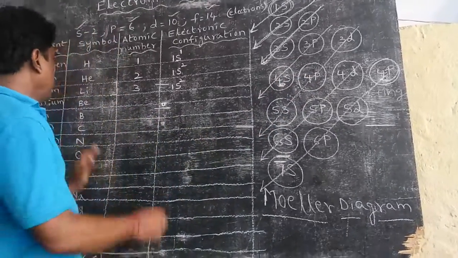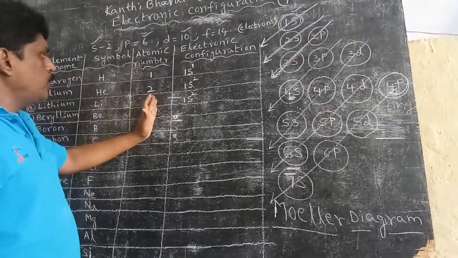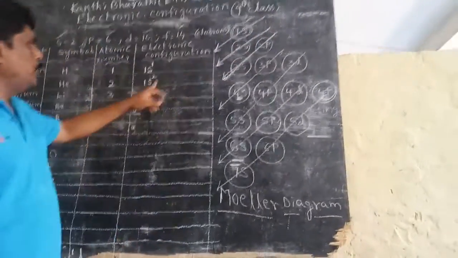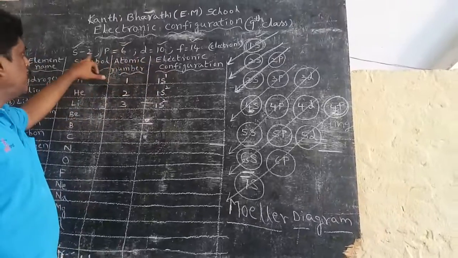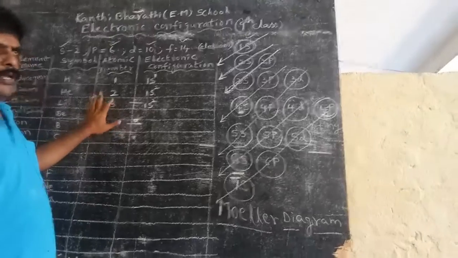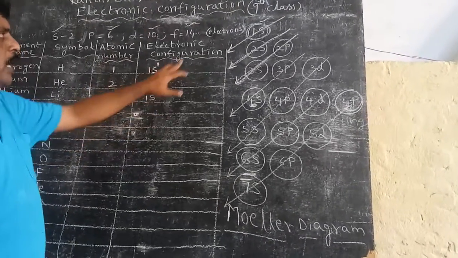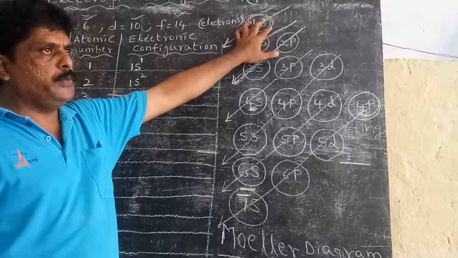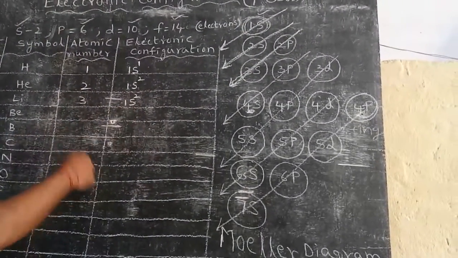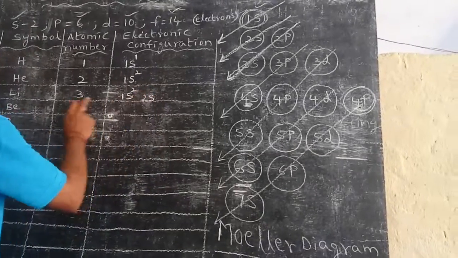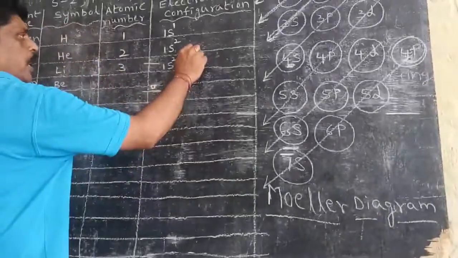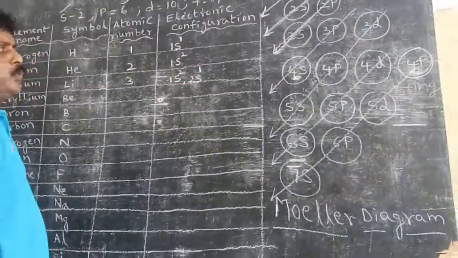So our lithium atomic number is 3. The first lowest orbital is 1s, so I have to fill 2. How many electrons are filled in the s orbital? Only 2 electrons. So we have 3 electrons, like 3 persons, and the first room has place for only 2 persons. So we fill 2 persons in the first room. The second room is 2s. How many electrons are left? Only 1 electron is left.